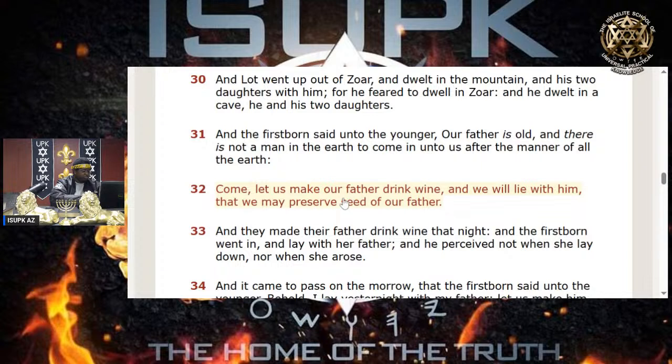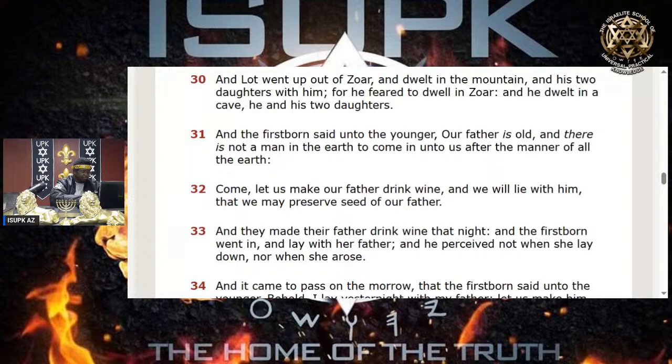All right, this is what the older is saying to the younger one. Come, verse 32. Come, let us make our father drink wine, and we will lie with him, that we may preserve seed of our father. Right, so that's what they're doing. They're getting their father drunk. That's the plan, to get their father drunk and sleep with him, so that way they can give him children.